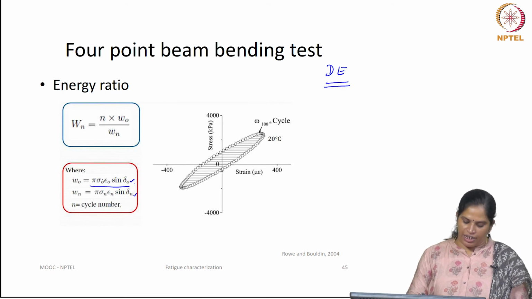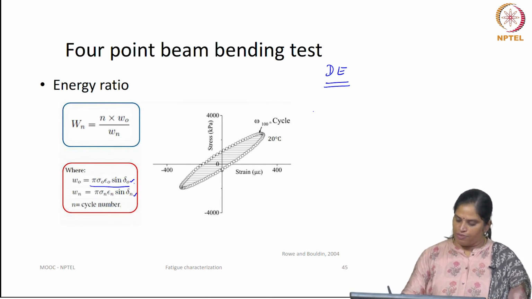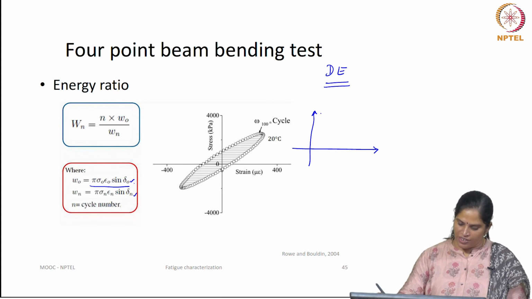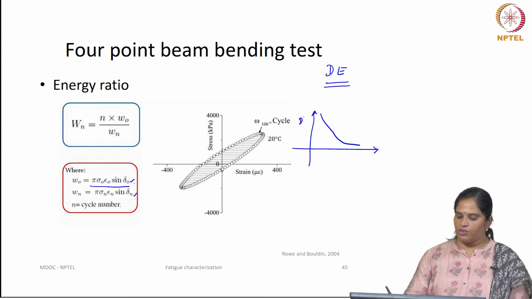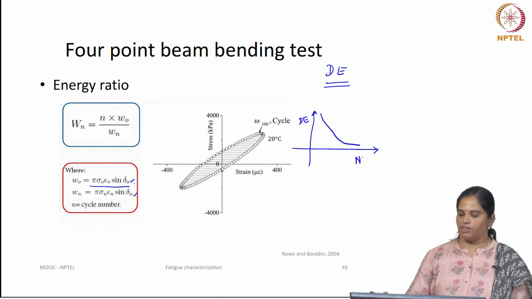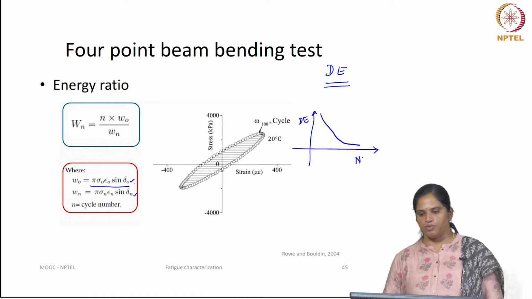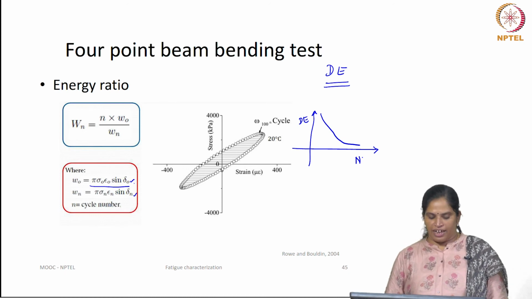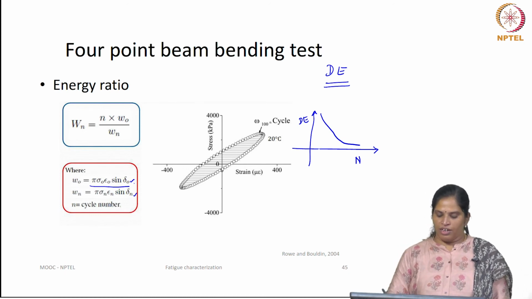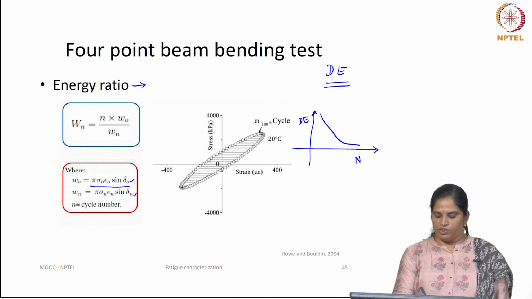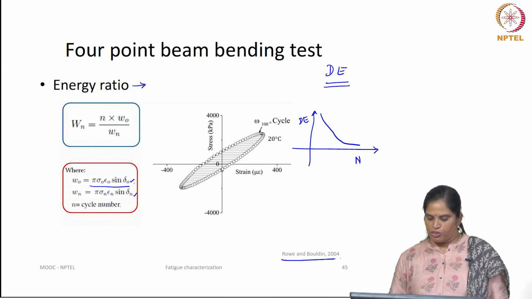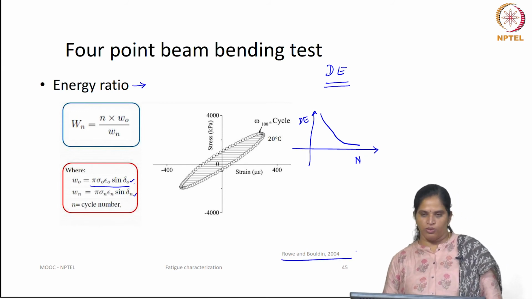Now, if you plot the energy dissipation, as we already saw, energy dissipation for a strain control test decreases with the number of cycles. So, calculate this energy dissipation value and find the ratio called the energy ratio. This post-processing approach was suggested by Rowe and Bulletin.